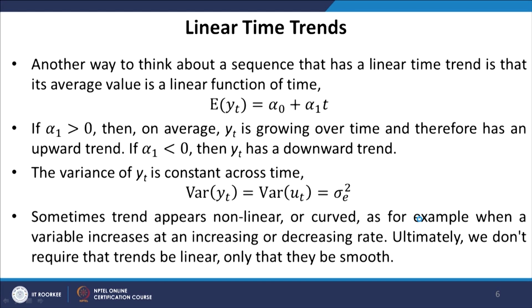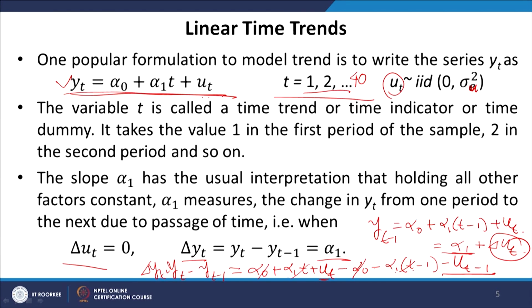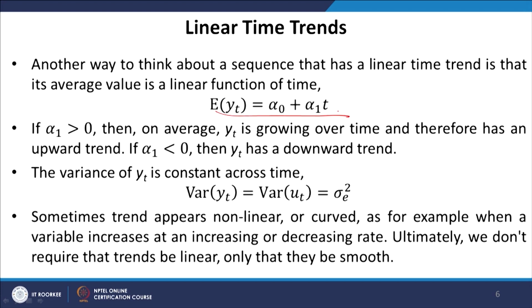Another way to think about a sequence that has a linear time trend is that the average value is a linear function of time. If we take the expected value of this expression, we arrive at the expected value of y t equals alpha naught plus alpha 1 t. These are constant terms, right. So, the expected values are the same, and the expected value of u t is equal to 0. This is the expected value.